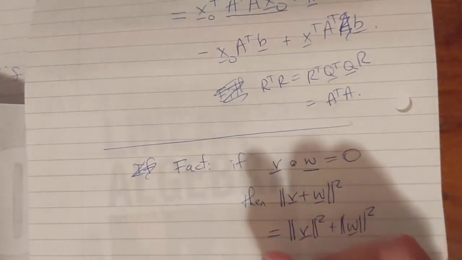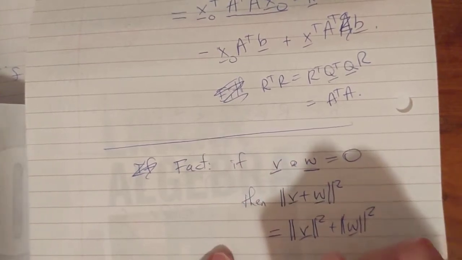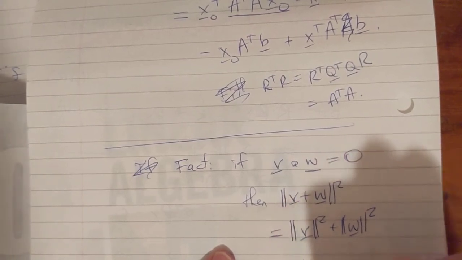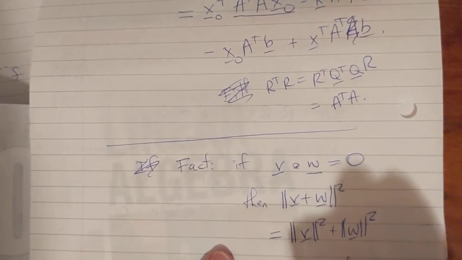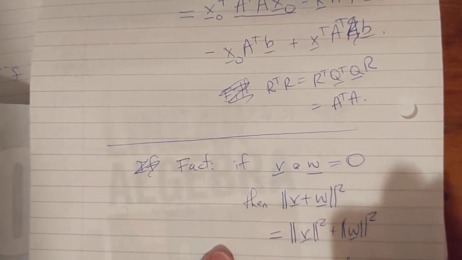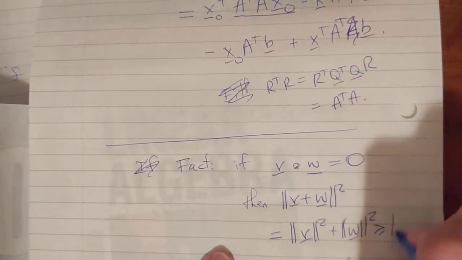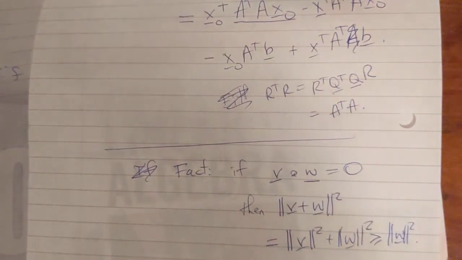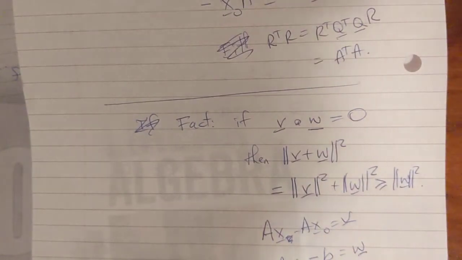Now try, what happens? You write AX minus AX0 as V, and AX0 minus B as W, and you write this as greater than or equal to the norm of W squared. And that is just a few hints.